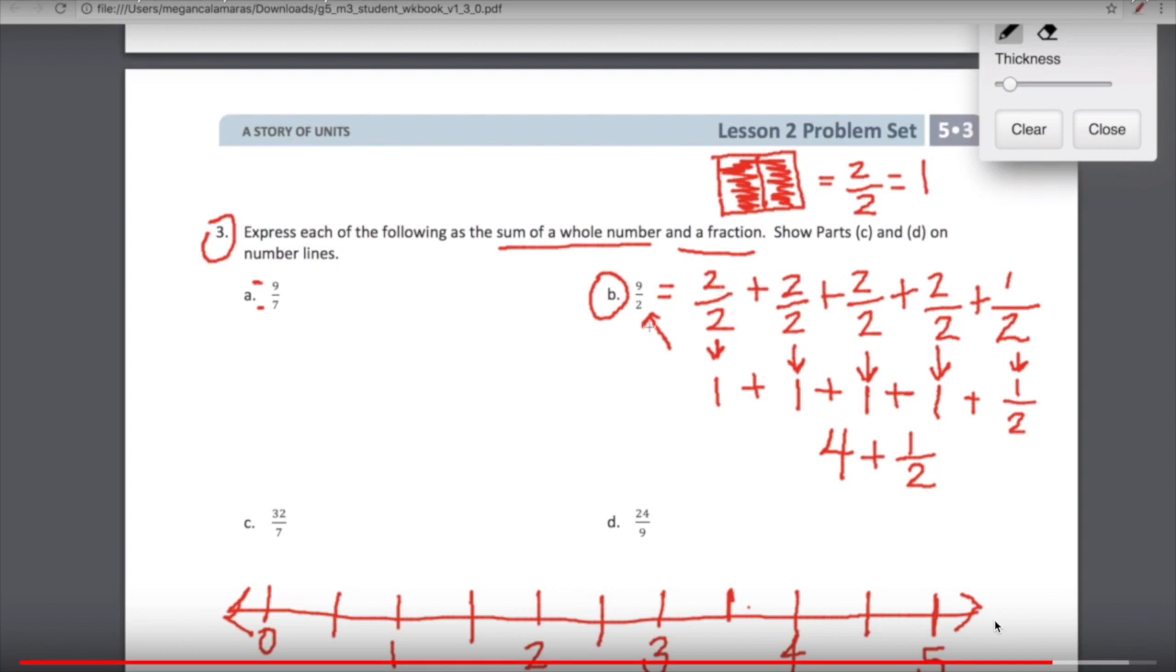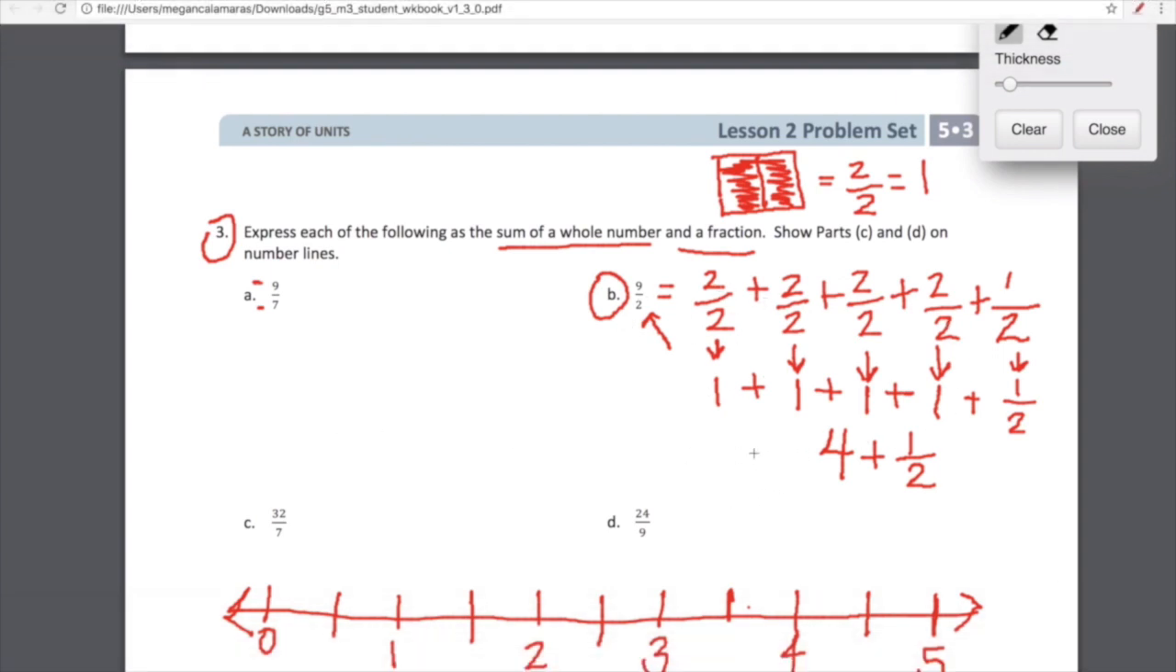Now what we're going to show is 9 halves on the number line. But we're going to show this version of 9 halves. Keep in mind, 4 plus 1 half is the same as 9 halves. It represents the same amount. So we're going to start here, and we're going to take one giant leap to 4 whole numbers. So there's 1 whole number, 2, 3, and 4.